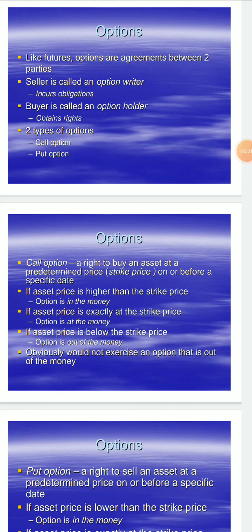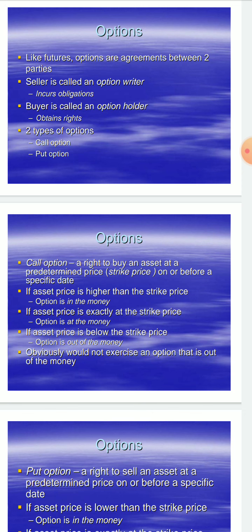Let's understand today about options. We have studied that derivatives consist of forwards, futures, options and swaps. Now, I very clearly explained to you about the forwards and futures. Now let's understand what an option is.